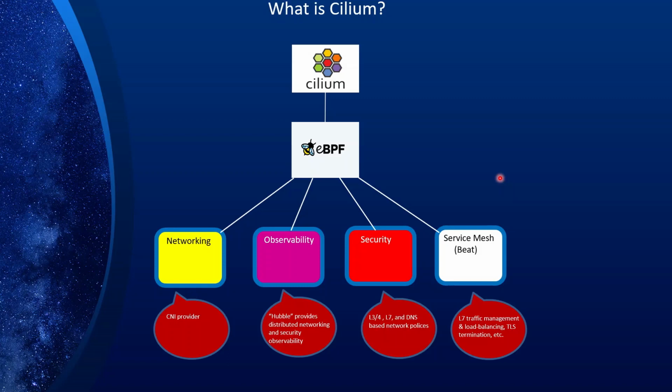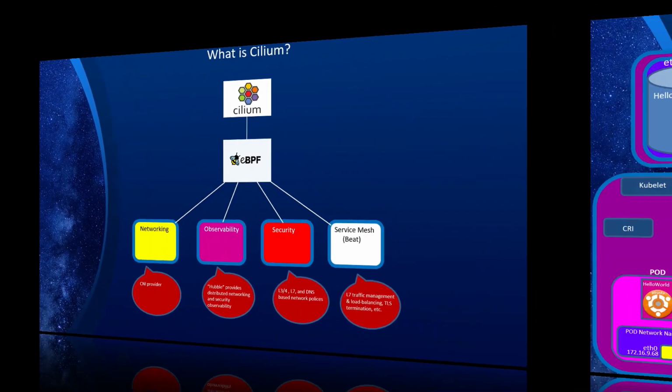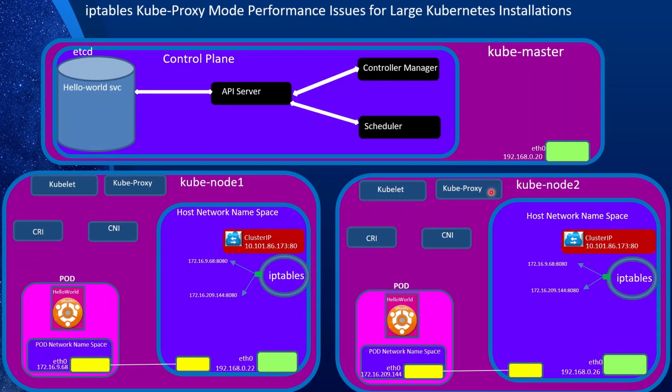And first, we want to see what problems eBPF is going to solve for us. So let's take a look at performance issues that you might run into if you have thousands or even hundreds of services running in your Kubernetes installation. It's kind of a recap. Kubernetes by default uses kube-proxy to create services and manage them. And kube-proxy by default uses iptables to manage load balancing.